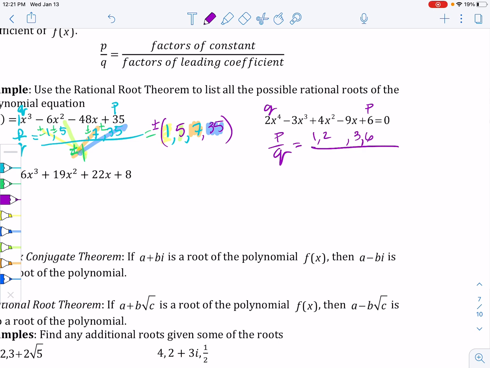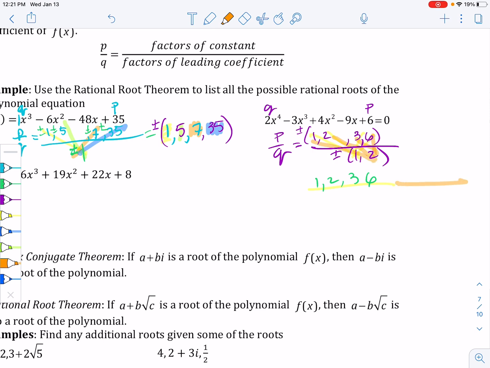So then on the bottom, I'm going to put plus or minus on each one of these. For Q, it's 2 this time, so we have both 1 and 2. So what happens is I'm going to take each top number and divide it by 1. So if I divide each one of those by 1, we get 1, 2, 3, and 6. Okay. Then I'm going to take each top number and divide it by the other bottom number. So 6 over 2, 3 over 2, 2 over 2, and 1 over 2.